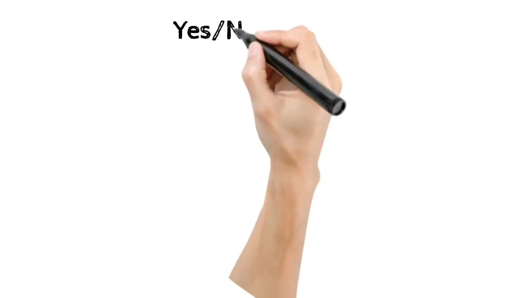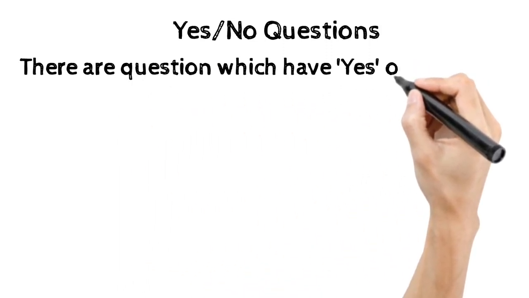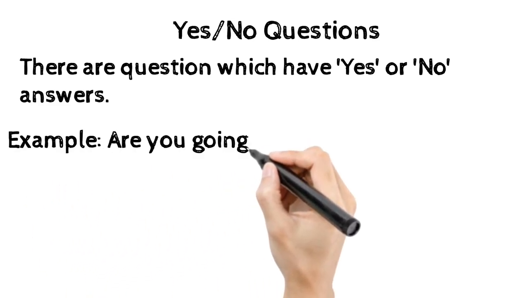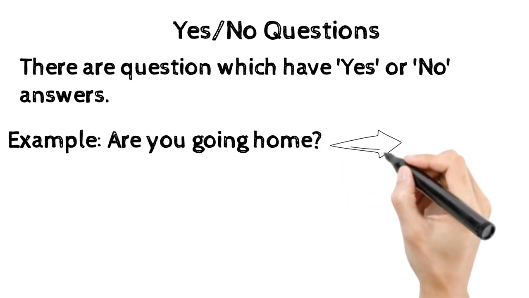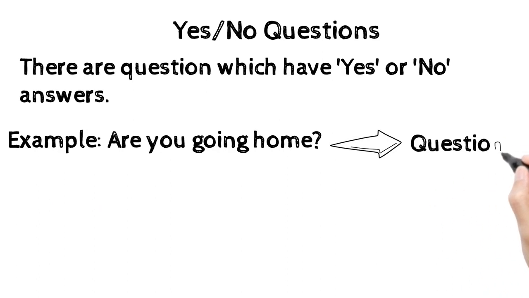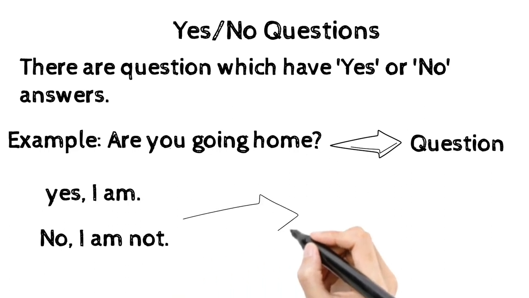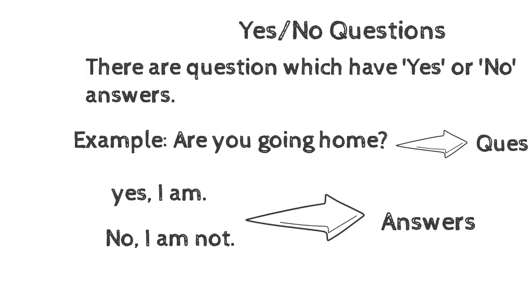So, the first one, yes or no questions. These are questions which have yes or no answers. With the word yes or no, we can find out these are yes or no questions. For example, are you going home? Then what will be the answer? The answer will come as yes, I am going home, or no, I am not going home. So, this is our answer.